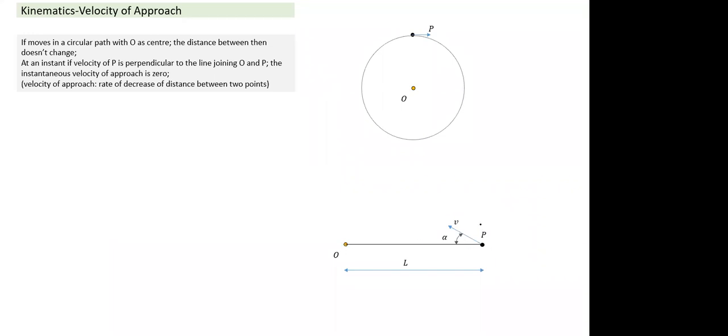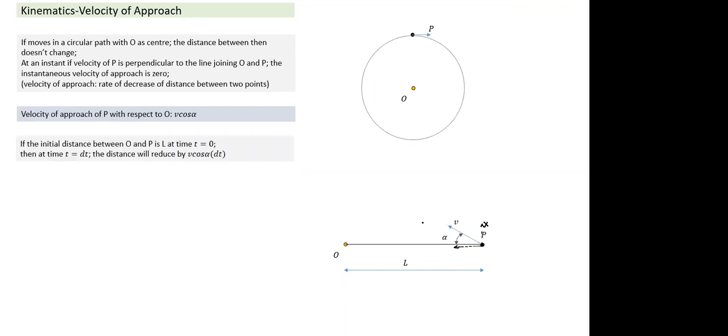We express velocity into two components. One is the perpendicular component and the second is the radial component. The perpendicular component will not lead to any change in distance. Only the radial component will lead to change in distance. So velocity of approach is only the radial component. So in this case, the velocity of approach of P with respect to O is V cos alpha, if the angle is alpha and O is at rest. Okay, that's the velocity of approach. But if the particle P keeps moving at constant speed, let's see, it keeps moving on.